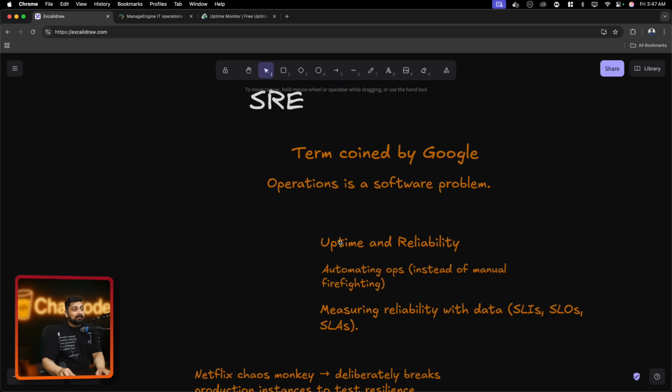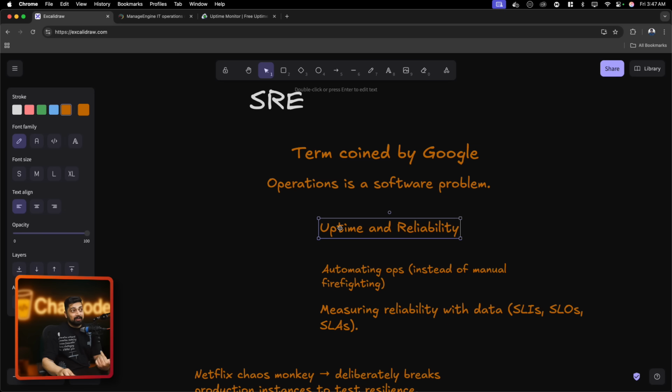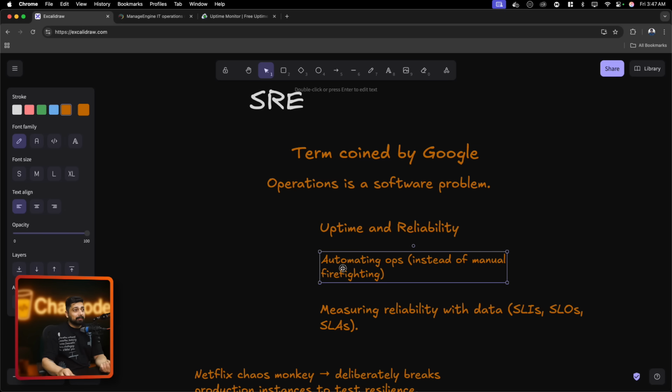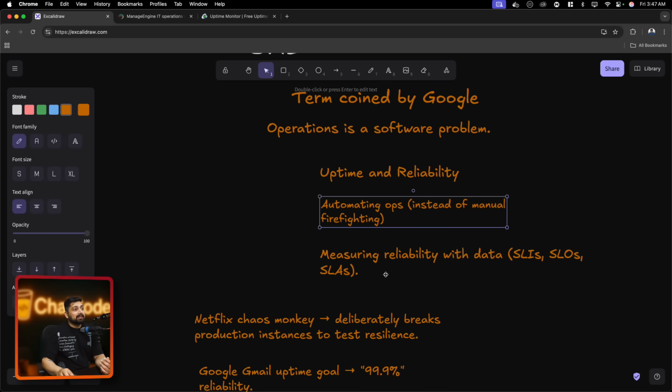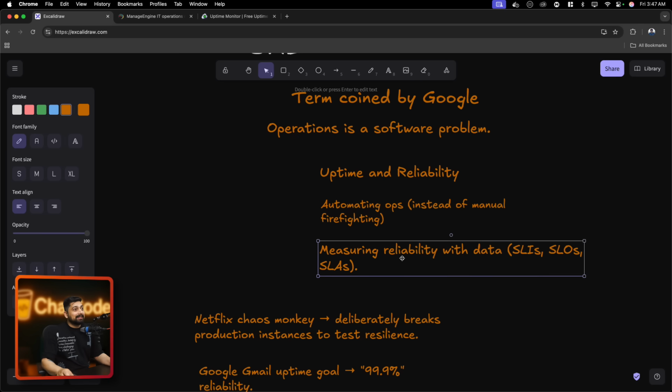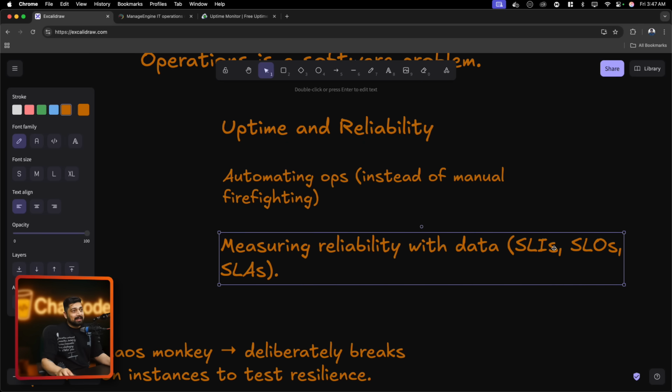So what do you do? The first step is you actually check the uptime and reliability. You automate the operations. Instead of the manual firefighting, you automate things. And yes, in case some things are coming to your mind, like Terraform and stuff, yes, that is also a part of SRE. And the most important thing, you actually measure the reliability with these three terms, which you are going to hear a lot: SLIs, SLOs, and SLAs. Acronyms. Everybody hates that. But don't you worry, I do have a section, I do have notes where I'll walk you through each one of these. These are the three things around which your entire day and entire month revolve as an SRE. I will come to that.